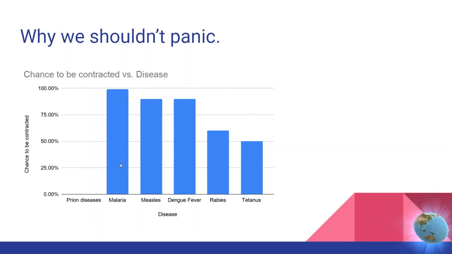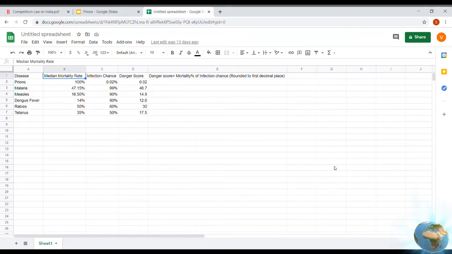Malaria, 95%. Measles, 80%. Dengue fever, 80%. Rabies, 60%. Tetanus, 50%. So all these common diseases are far more likely than prion diseases. Furthermore, I've also prepared an Excel sheet that will show you an interesting fact about all of these same diseases. This spreadsheet shows something called the danger score that I just made up, but it shows, with some accuracy, how little danger prions pose to us.